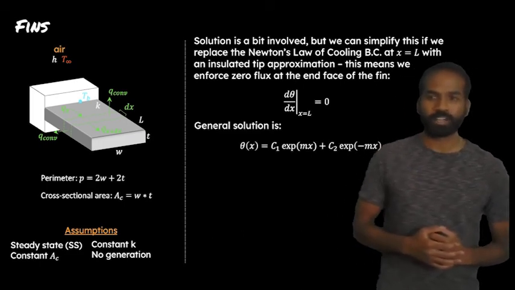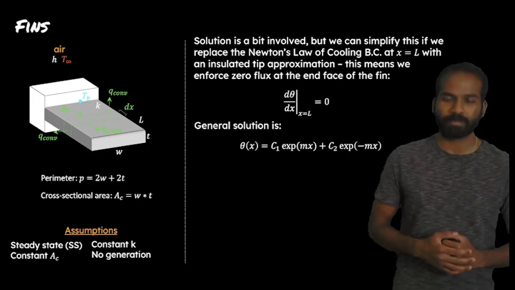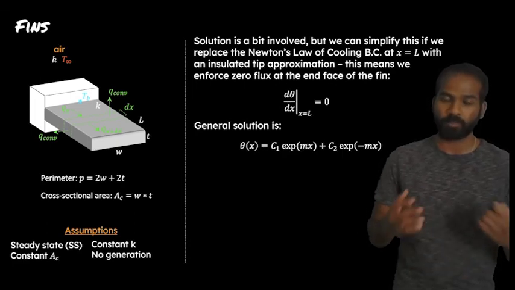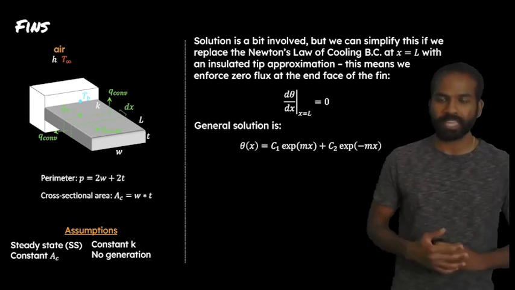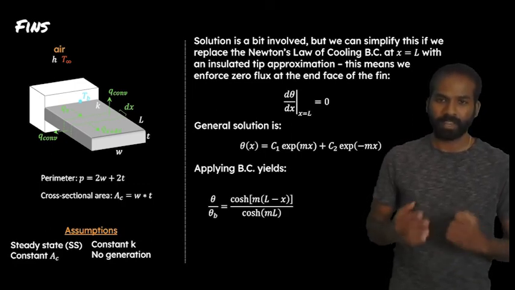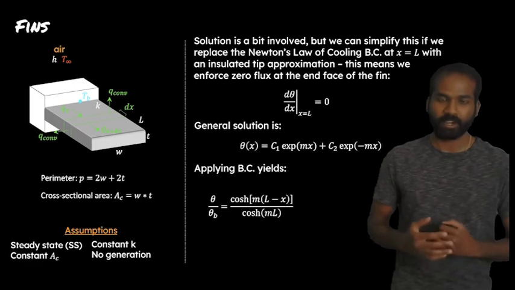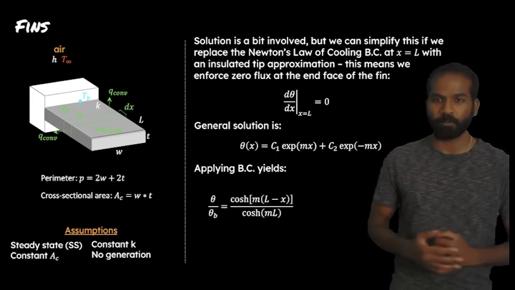The general solution for our governing equation is theta of x equals c sub 1 times the exponential of m times x plus c sub 2 times the exponential of minus mx. Here we've written the solution out in exponentials since those are probably more familiar to you, but you can see that once you apply the boundary conditions, you can gather up terms and make this look even simpler using hyperbolic cosines. So the final solution, which involves having applied our boundary conditions, is theta over theta sub b, which is a dimensionless temperature, equals cosh of m times (L minus x) divided by cosh of m times L.